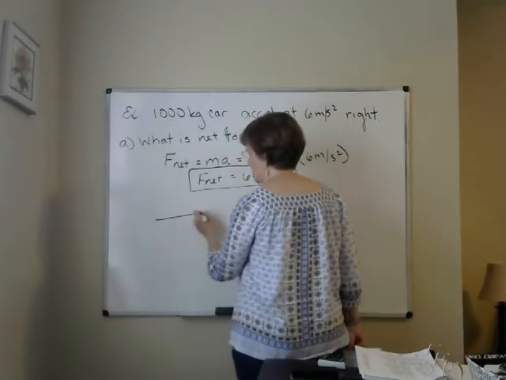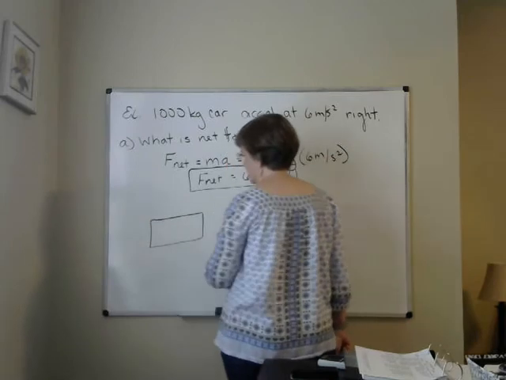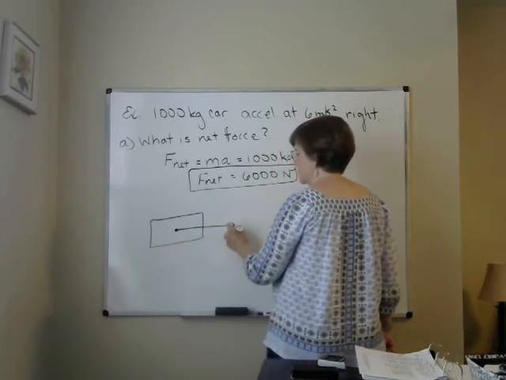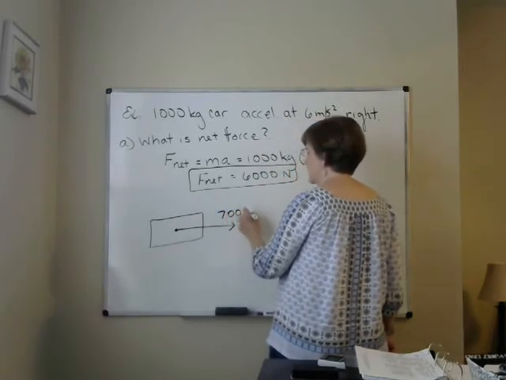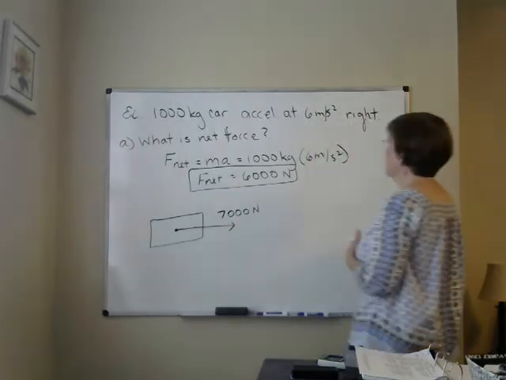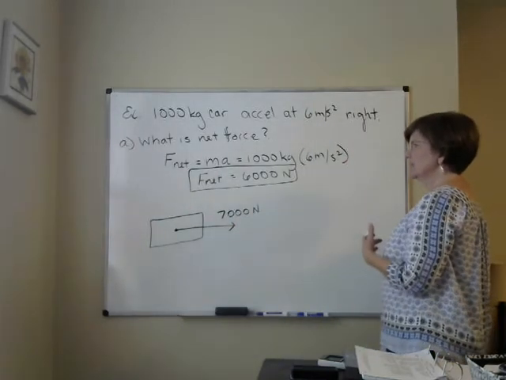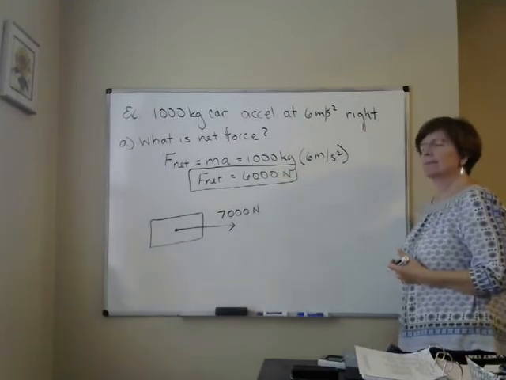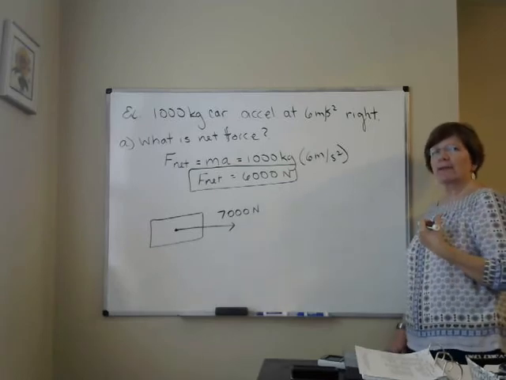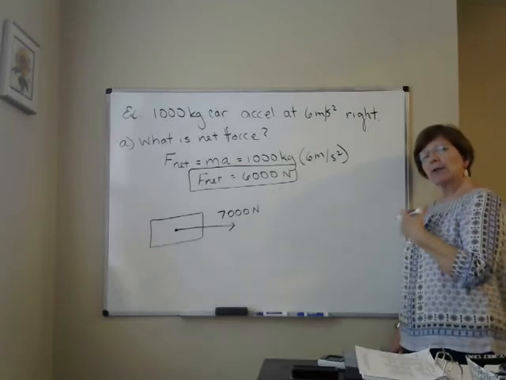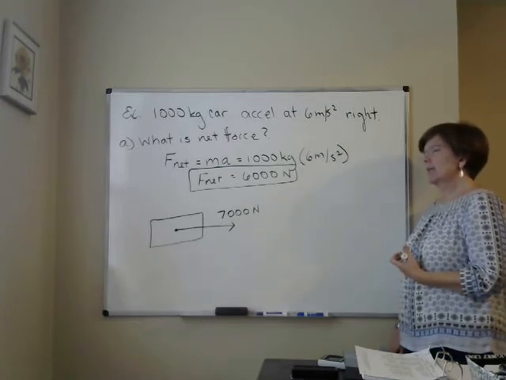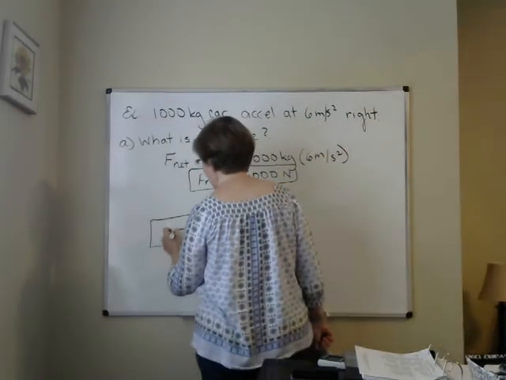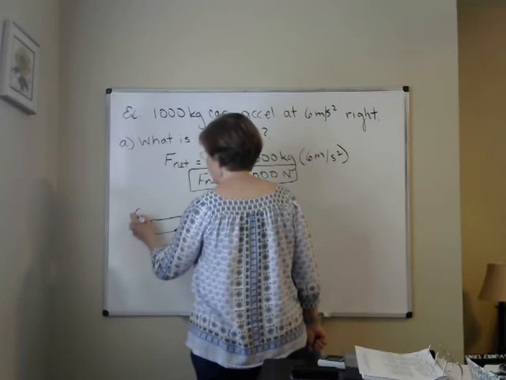It helps to draw pictures. Here's the car, and a lot of times we just treat it like a point. And I know the car's engine is providing 7,000 newtons of force. It's trying to push this car to the right with 7,000 newtons. But we just found that the net force is 6,000 newtons. Well, if the engine is pushing with 7,000 newtons, but I know that my net force is 6,000 newtons, there must be 1,000 newtons working against me. And that's going to be a much smaller force. That's friction.